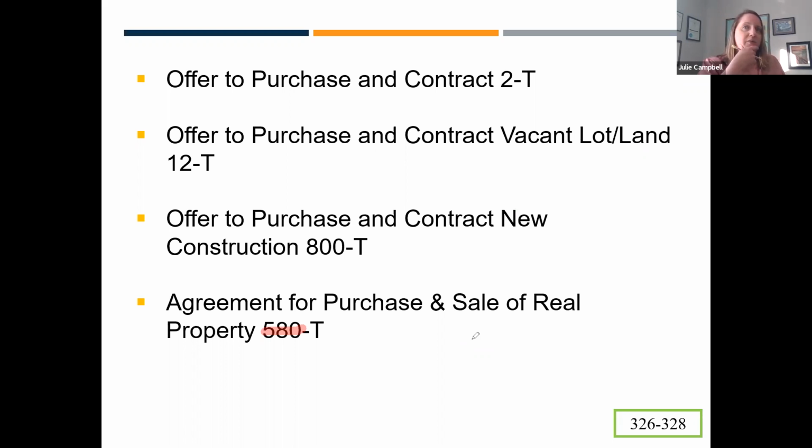Commercial is a totally different beast. I don't know a whole lot about life, but I know residential and commercial are two totally different things. So commercial has its own set of forms. Again, just pay attention. All the numbers of the forms are at the bottom right-hand corner. So just make sure if you're using anything 500, you've got the wrong form.